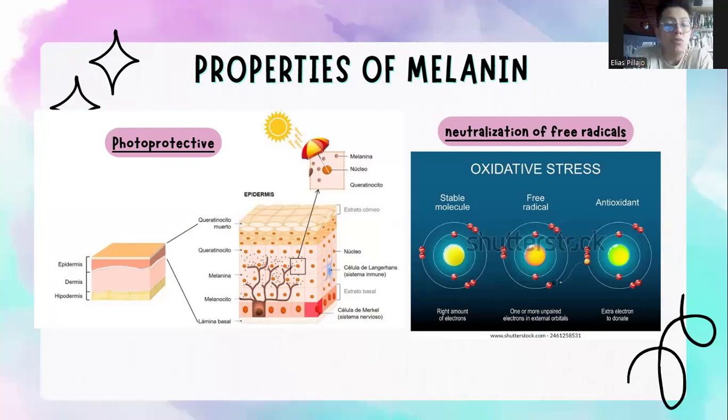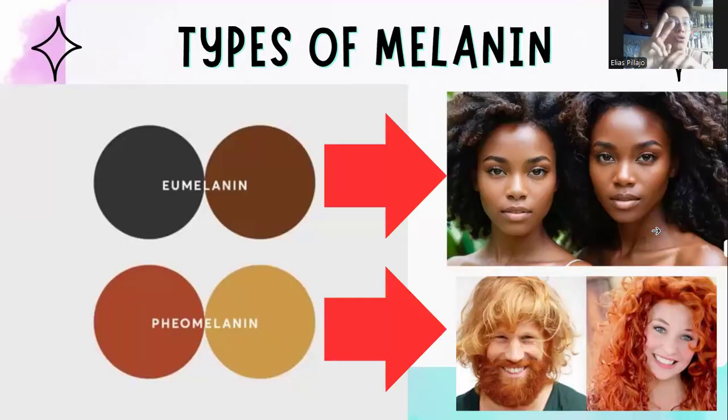Melanin has numerous properties that are beneficial to the body. For example, photoprotective and neutralization of free radicals. There are two types of melanin. One, eumelanin, which is an insoluble polymer and is characterized by its brownish-black color and its photoprotective power.